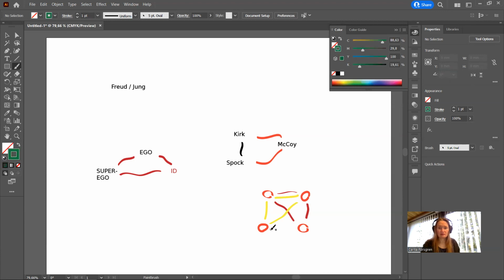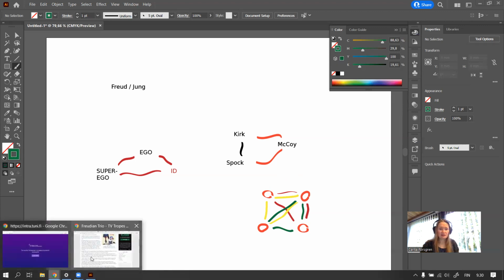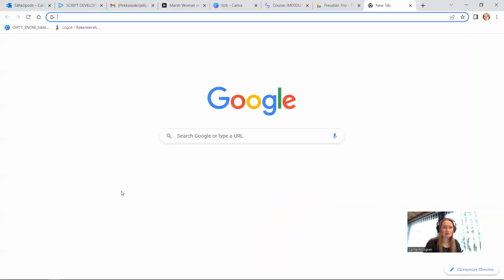Here. There's another constellation. So with three characters, you can find many different kinds of constellations of how they could be connected. And to make this less theoretical, let's look at some examples. Let's go see the Peanuts.